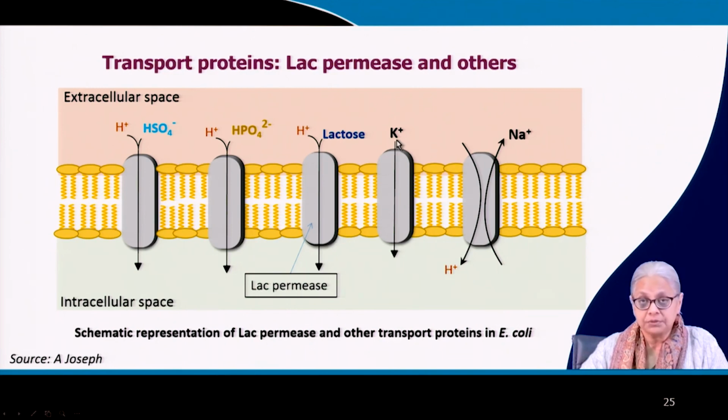The uniporter is a protein that is pumping potassium into the cell, and the antiporter is where sodium is being pumped out of the cell while the protons are being brought into the cell. So again, there's dissipation of the proton motive force along with the pumping out of sodium.